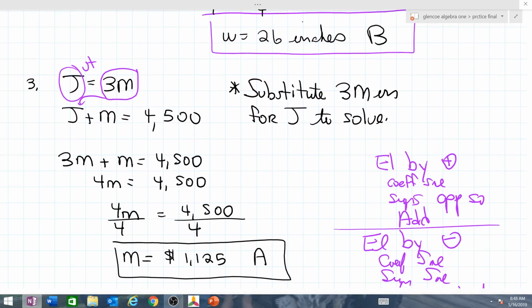If Joji makes 3 times the amount of Masio, and Joji and Masio together make $4,500, we are going to substitute 3M in for J and solve. 3M plus 1M equals 4,500. 4M equals 4,500. So that means that Masio makes 1,125.